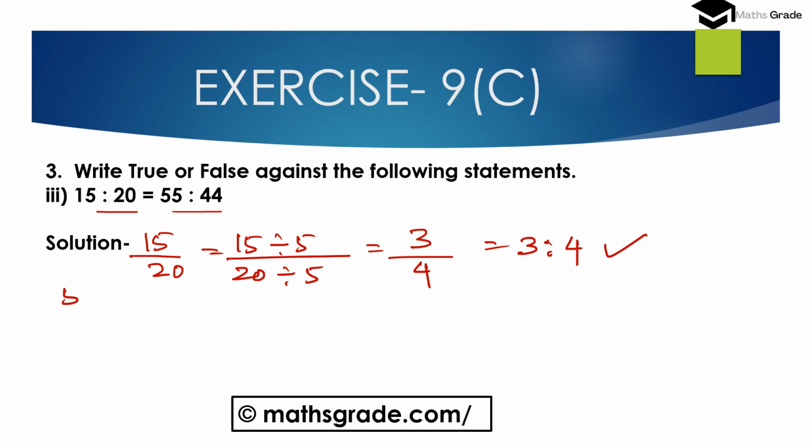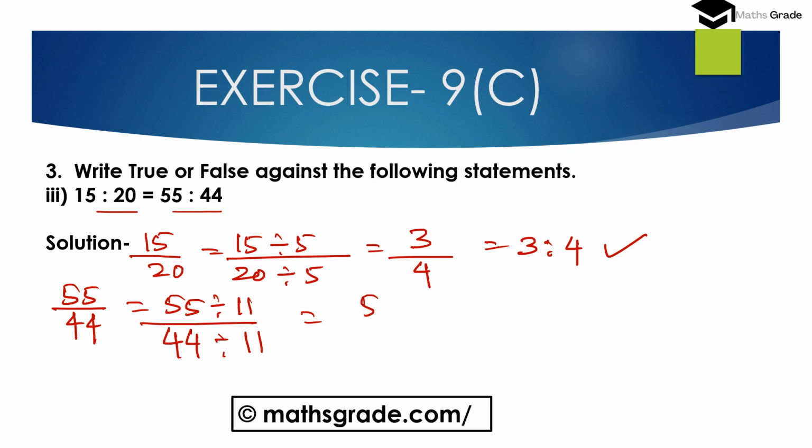That is 3 divided by 4, that is 3:4. Now 55:44, that is 55 divided by 44. Now between 55 and 44, 11 is the common ratio. So divide the antecedent 55 with 11 and the consequent 44 with 11. Now 55 divided by 11 is 5 and 44 divided by 11 is 4. 5 divided by 4, that is 5:4.